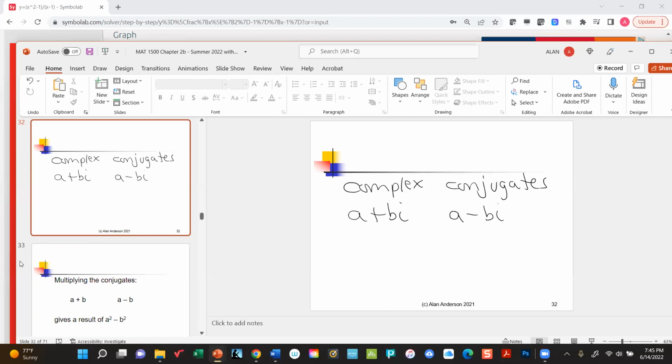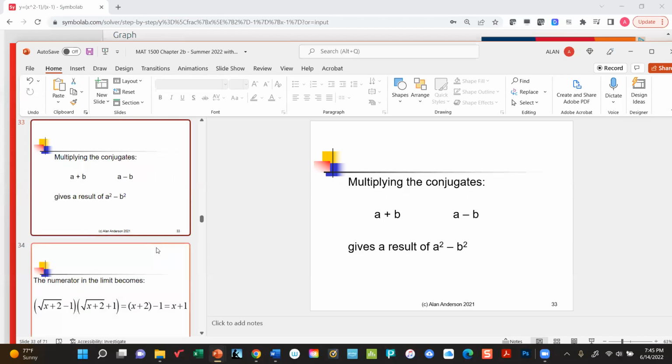Anyway, here's the beauty of conjugates, and why we often use them to simplify results. For any two conjugates, let's say it's a plus b times a minus b, if I multiply them together, I'm going to only have two terms, a squared minus b squared. I don't have any terms in the middle.